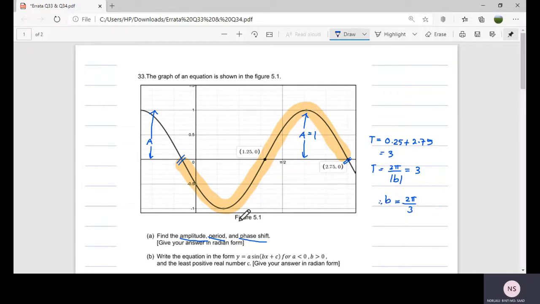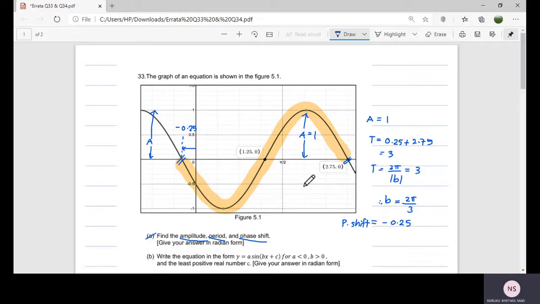Next, for the phase shift, if you look at this graph, the phase shift is measured from the y-axis up to the starting point of this graph. So we need to know the value here. For the phase shift here, it is negative 0.25. So just now we have the amplitude, it is 1, the period, it is 3, and the phase shift is negative 0.25 units. This is for question A.